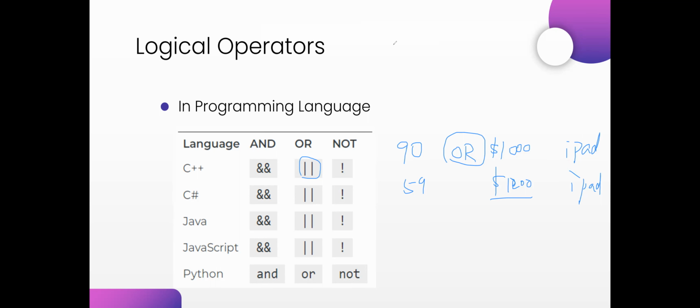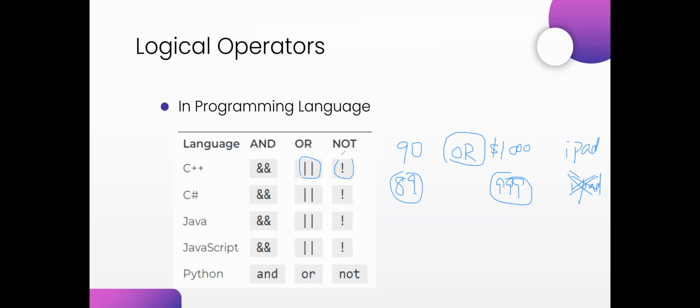All right, so how about this condition? You got 89, and you earned $999. Is your parent going to give you an iPad? No, your parent will not give you an iPad because this condition is false and this condition is also false. So your parent will not give you an iPad. Only if at least one condition is true will your parent give you an iPad. So this is called or.